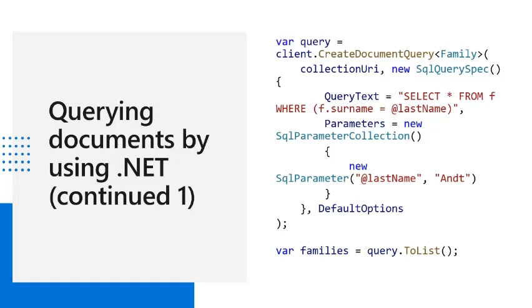To query documents, you can query by using a SQL query spec. So here you call client.CreateDocumentQuery for this object using the collection URI which we created, and this type, the SqlQuerySpec class, where you then declare the query text equal to SELECT * FROM f WHERE f.surname equals @lastName, with parameters as a new SqlParameterCollection with a new SqlParameter for lastName.